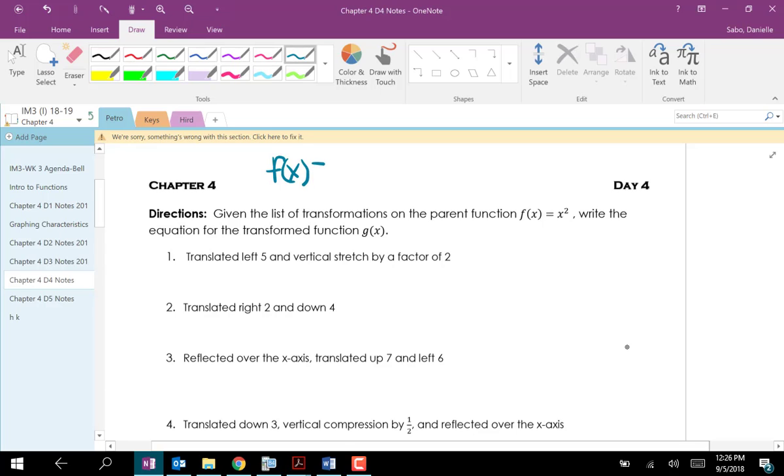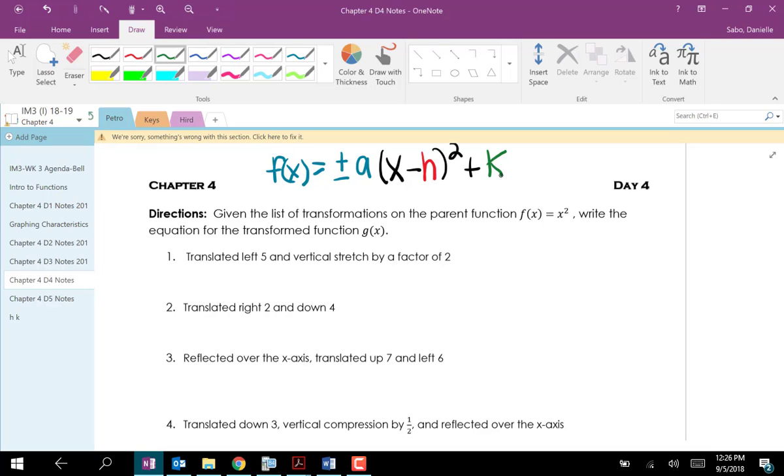So I'm going to write it out for you on the top. f of x equals plus or minus, and I would write this too just for yourself, and then that a value, which means stretch or compress. So I'm going to walk you through it. And then this is your vertex form: x minus your h value. That's the x value of a vertex, and that tells you if you're moving left or right. And then you have your plus and your k value. So that's going to tell you if you're moving up or down. So the a value tells you if you're stretching, getting tall and skinny, or compressing. This h value tells you if you're moving left or right, and the k value tells you if you're moving up or down.